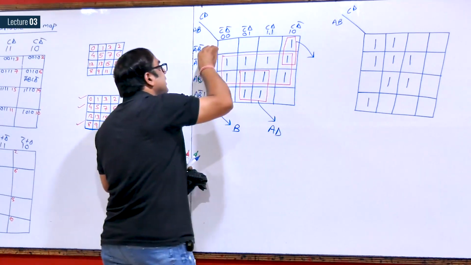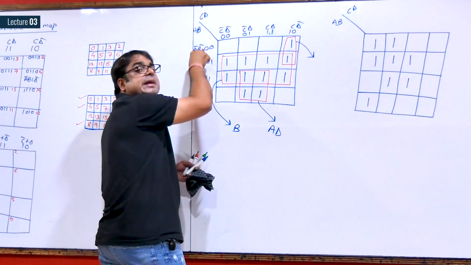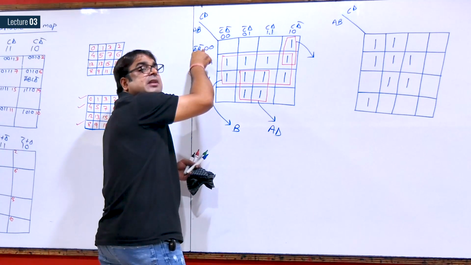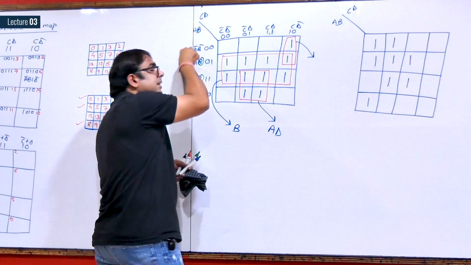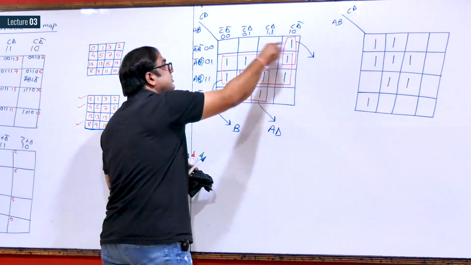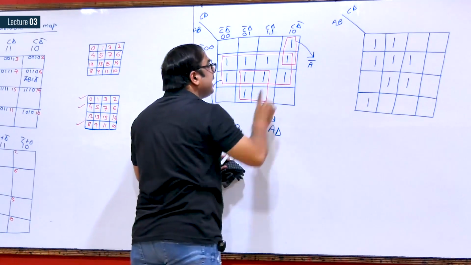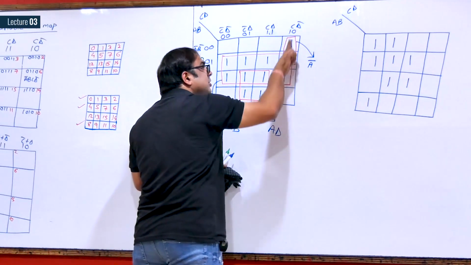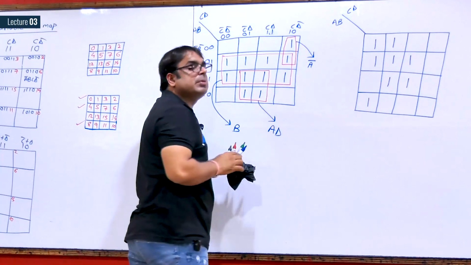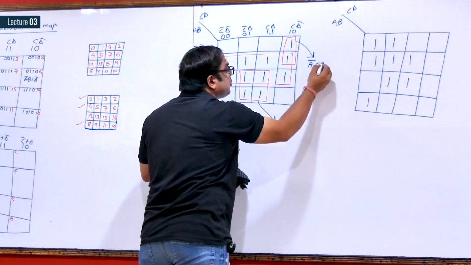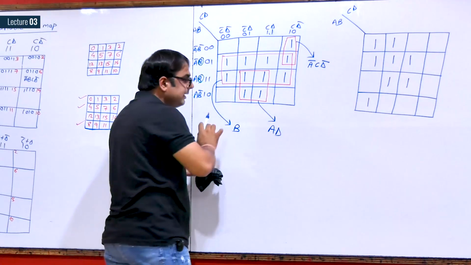This pair, B is changing: B complement and B. B complement plus B will reduce. What is common? A complement is common from this side. And from this side, both C and D complement are common. These are the 3 terms.